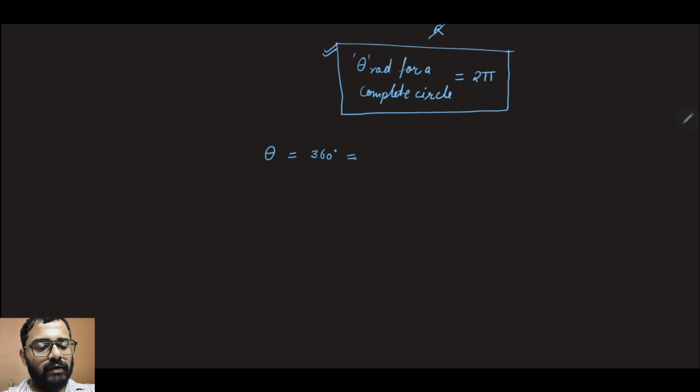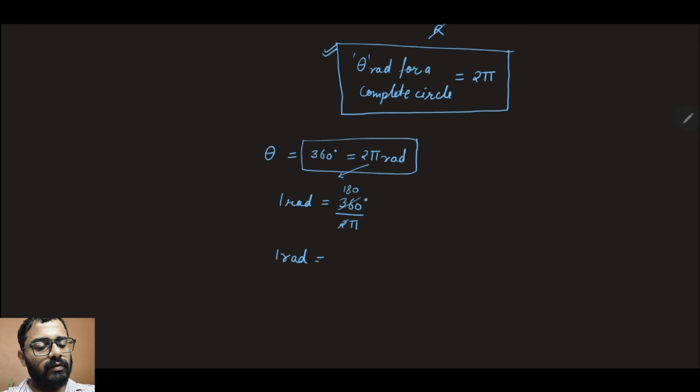If we want to find 1 radian, what will we do? We will take 2 pi to the other side, so that will become 360 by 2 pi. Here 2 we can cancel, so this is going to give us 180. So in 1 radian, how many degrees are there? That is 180 by pi degrees. This you can remember.